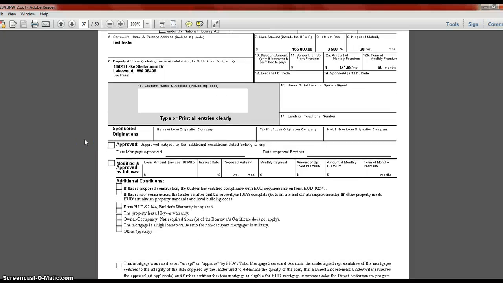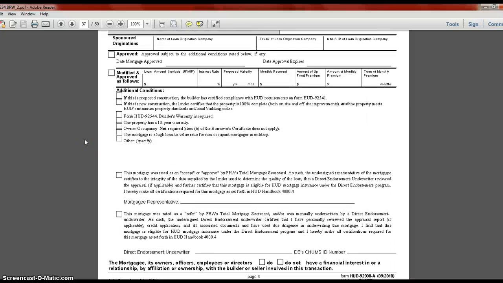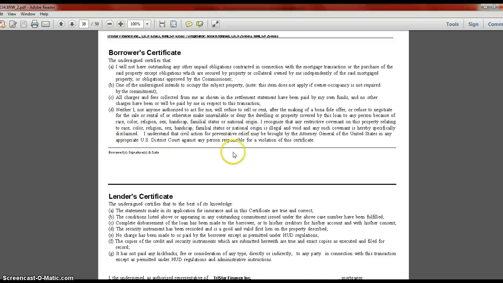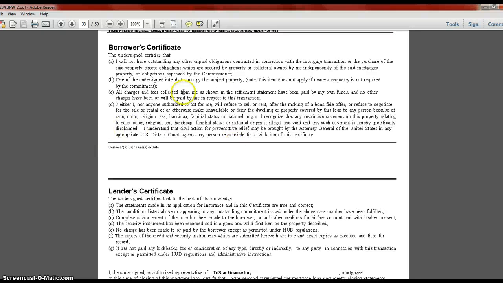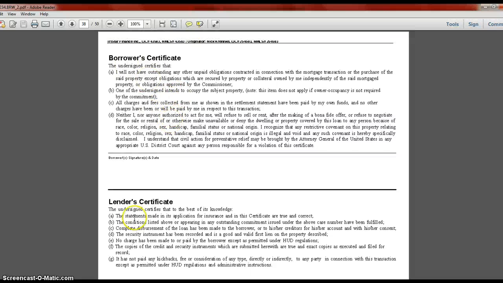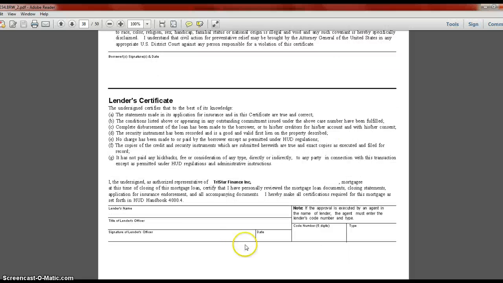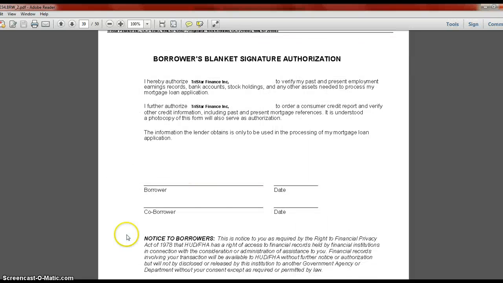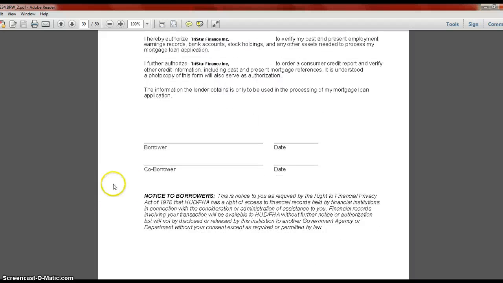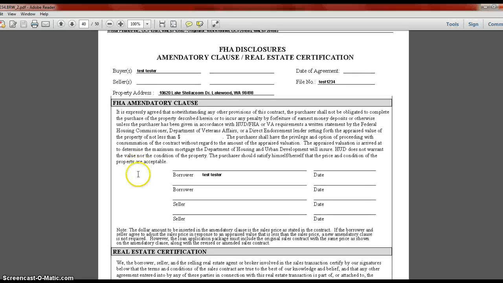And then here's some more stuff that you don't sign, but we send it to you anyhow. Here you need to sign, the borrower certificate. You don't sign anything here. And the blanket signature authorization has like three different versions of it, because some institutions only take one of them. It has to be worded a certain way. So you sign right here and here. And we're almost done.